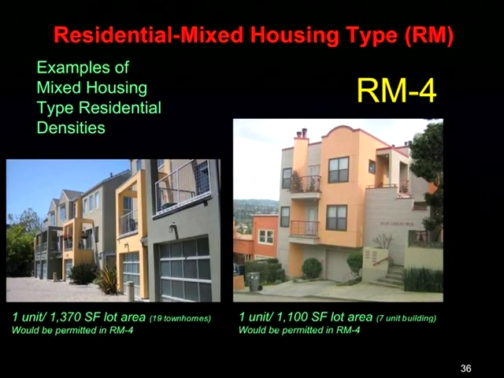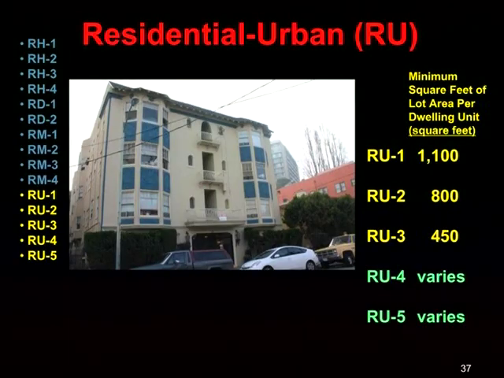RM4 is slightly more dense than RM3. It allows 1 housing unit for every 1,100 square feet of lot area. Buildings with more than 5 units, like those shown here, would be compatible with this zone, although they would require a conditional use permit. The final residential category is urban residential.